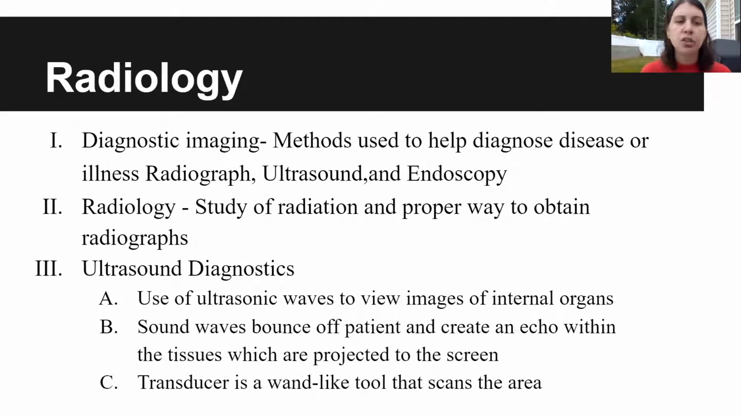Ultrasound diagnostics, the way ultrasound works is it uses ultrasonic waves to view images of the internal organs. So most commonly, ultrasounds are going to be used for looking at pregnant people or animals. The sound waves will bounce off the patient and create an image moving back, kind of like an echo with the tissues, so that you can see what's bouncing off of the patient. If you're looking for puppies in a dog, then all those little puppy fetuses are going to bounce off of the sound waves and create an echo that's going to be produced on the screen.